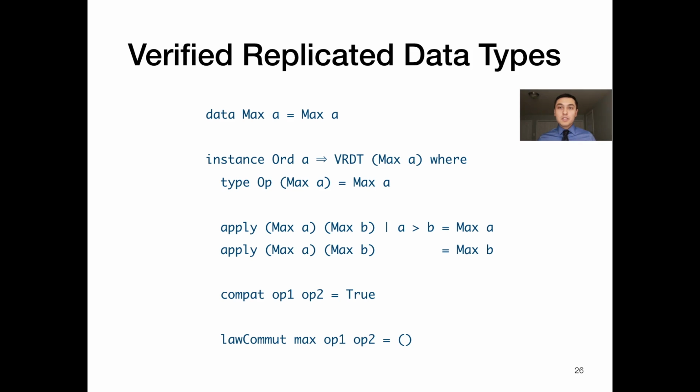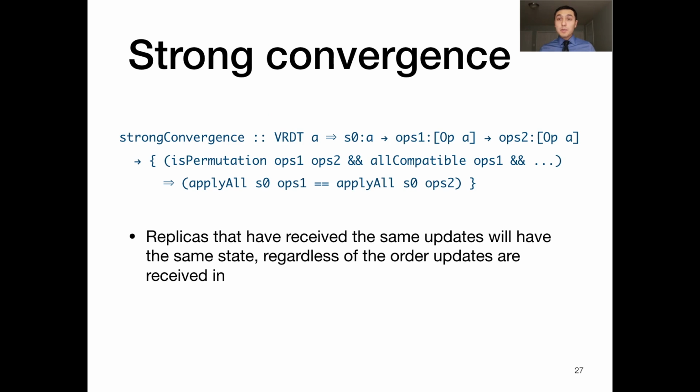All max operations are compatible with each other, and the proof of commutativity is trivial, so Liquid Haskell will automatically perform the proof for you. We implement a proof of strong convergence, which is a safety property that's required for all replicated data types.